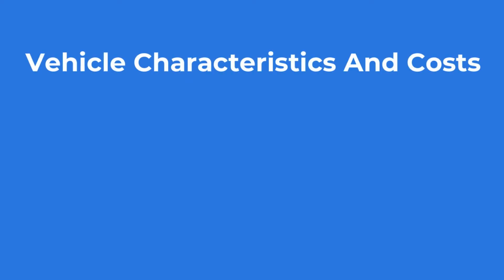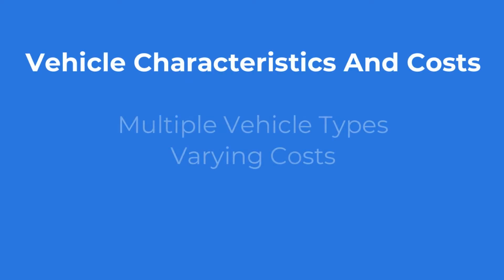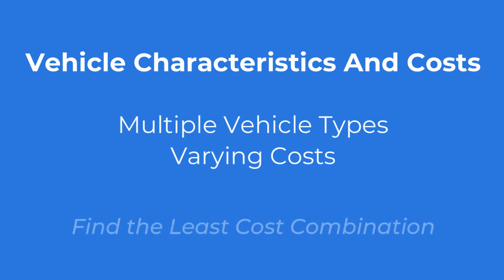Vehicle characteristics and costs. The delivery fleet may consist of multiple vehicle types, and you will probably have a different number of each type of vehicle. Each vehicle also may have different costs. Some are more fuel efficient and some have more maintenance costs. When there are more vehicles available than are needed on any given day, route optimization should choose the least cost combination of vehicles.